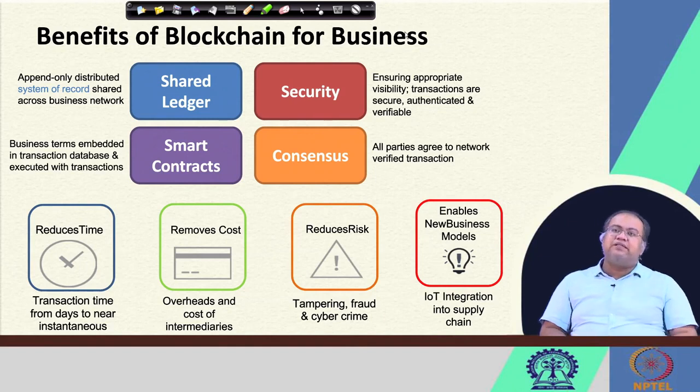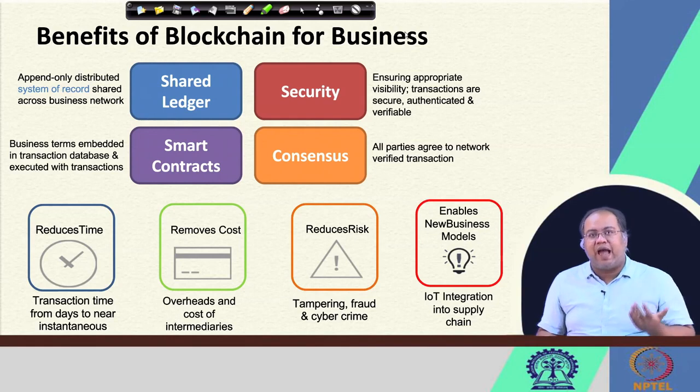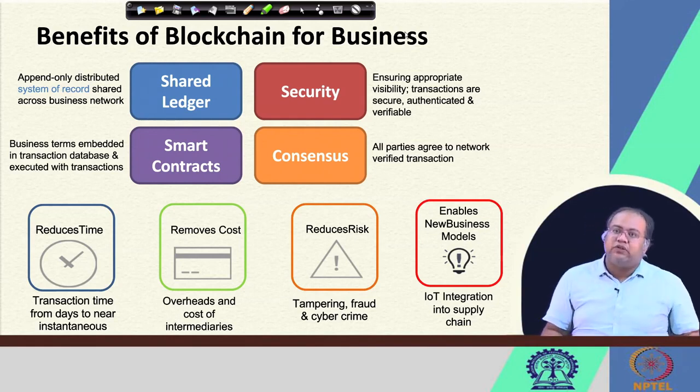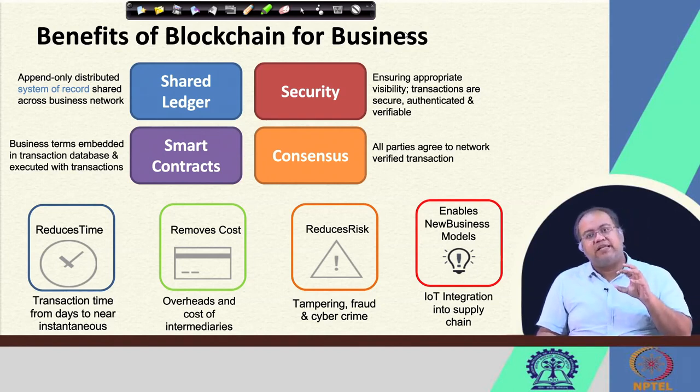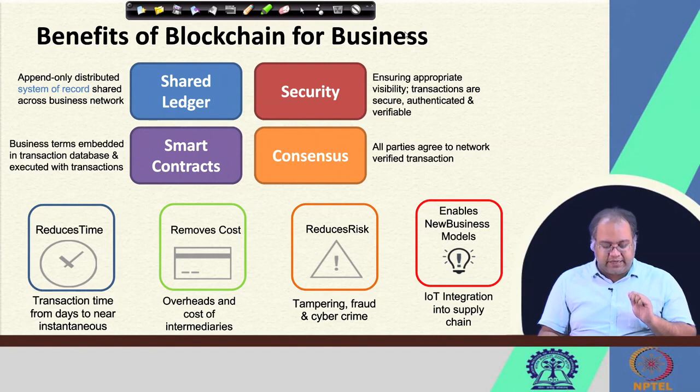Now, if I look into what benefits we get when we apply blockchain for business, the 4 fundamental core design elements of a blockchain are the shared ledger or distributed ledger, the smart contract, the security properties provided by the blockchain architecture, and the consensus algorithms that we use to bring every party to a common goal, or to a common place.